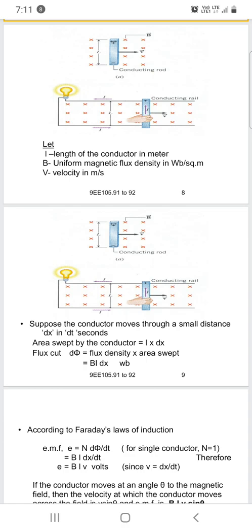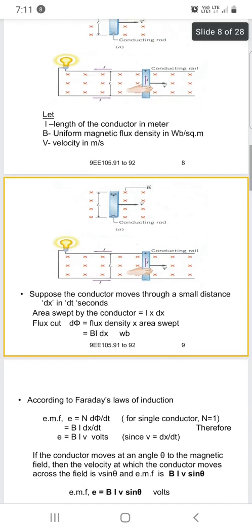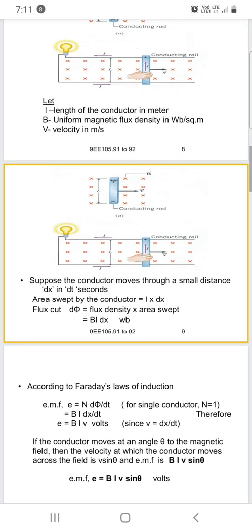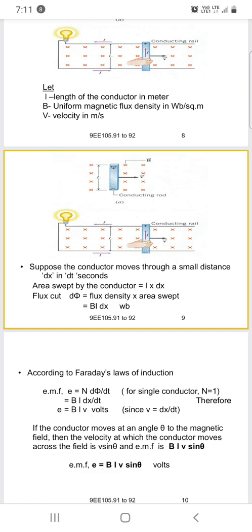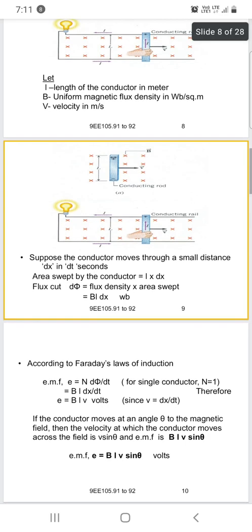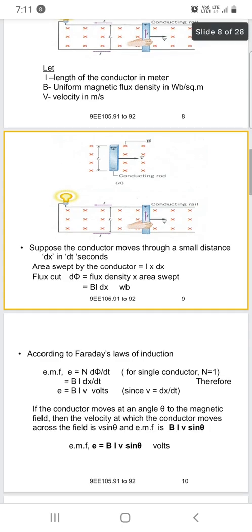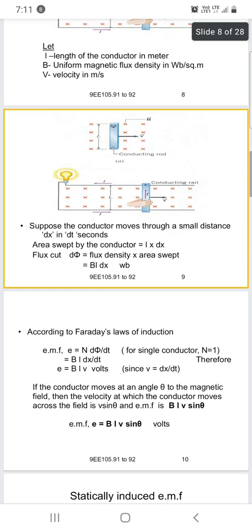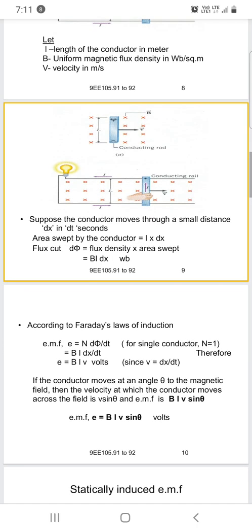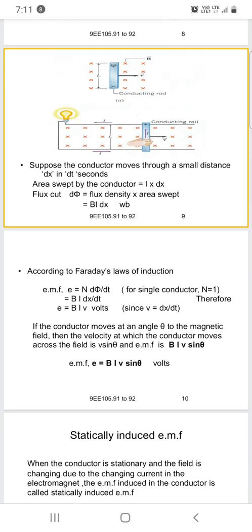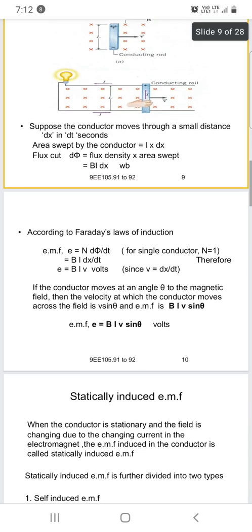Suppose a conductor moves through a small distance dx in dt seconds. In dt seconds, the conductor moves a distance dx in the magnetic field. Then the area swept by the conductor is L into dx, where L is the length of the conductor and dx is the small distance of movement. Then the flux change is equal to flux density into the area swept by the conductor.